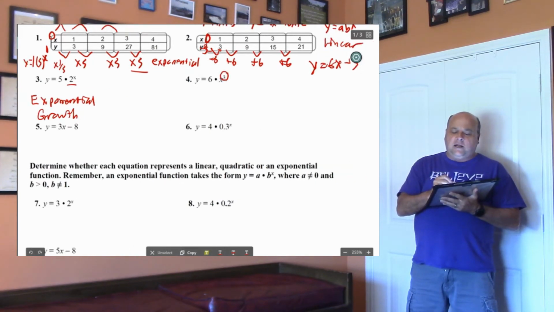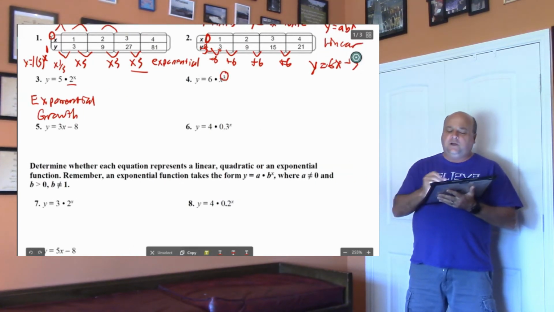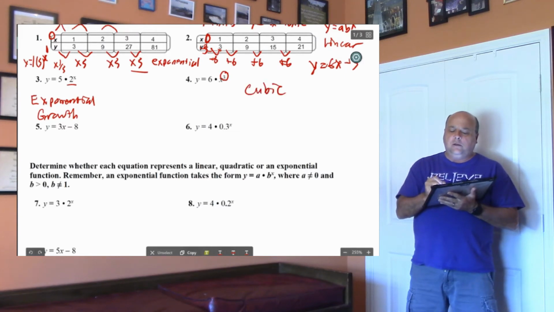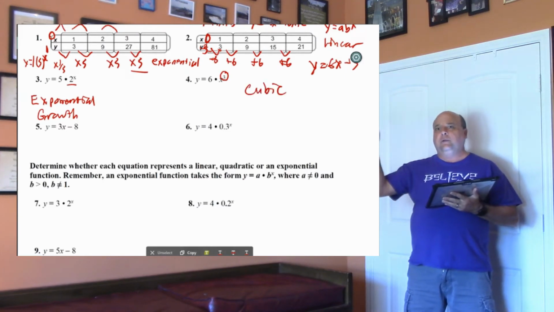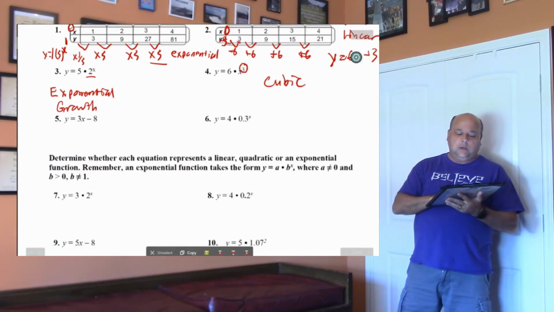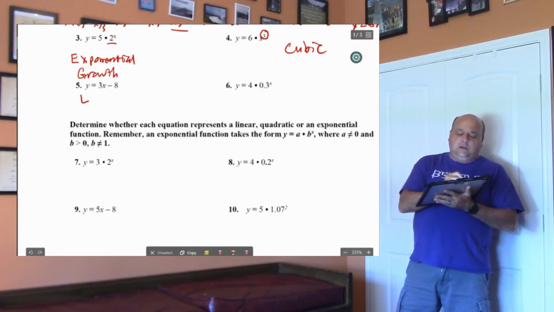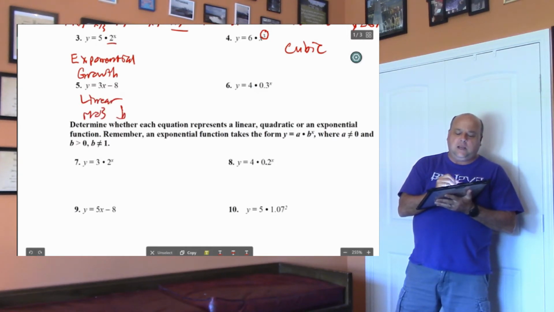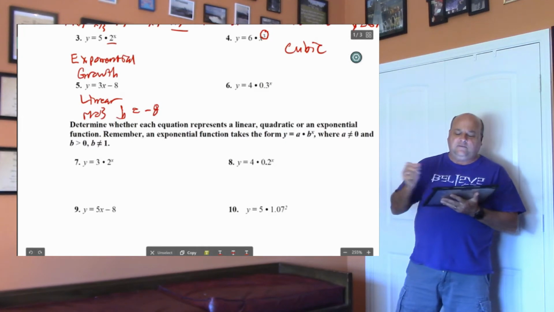Okay, this right here is not an exponential function. This is actually cubic, okay, or it would be quadratic. But we haven't studied cubic equations. You'll learn about that in Algebra 2. Okay, right here, this is going to be linear in it. The slope is equal to 3, and the y-intercept is equal to -8.